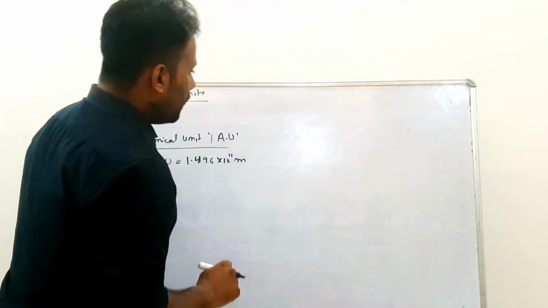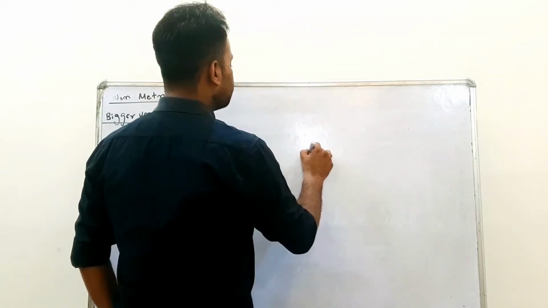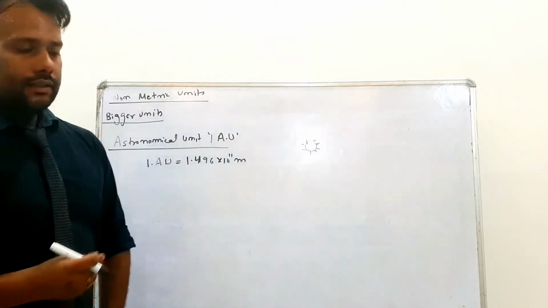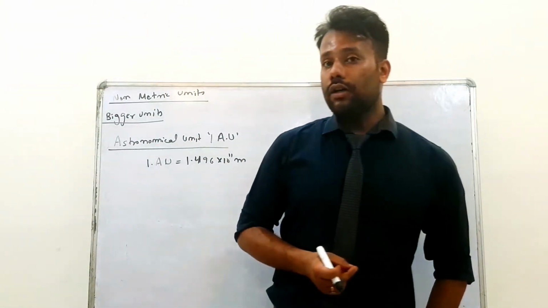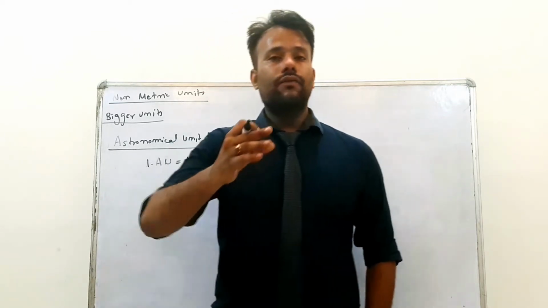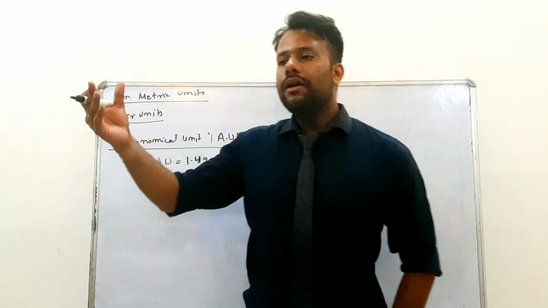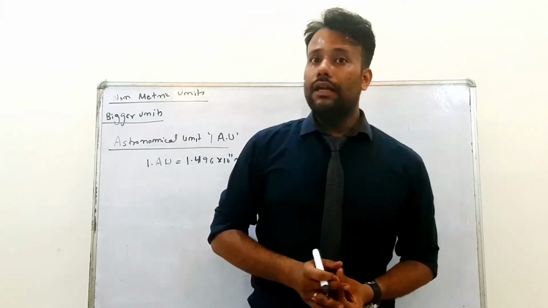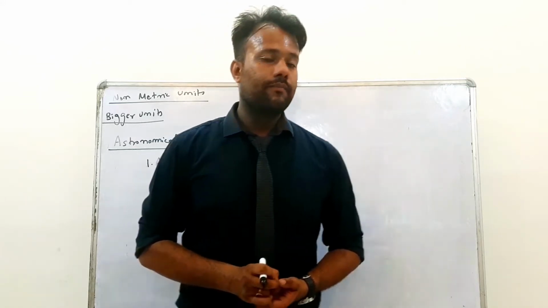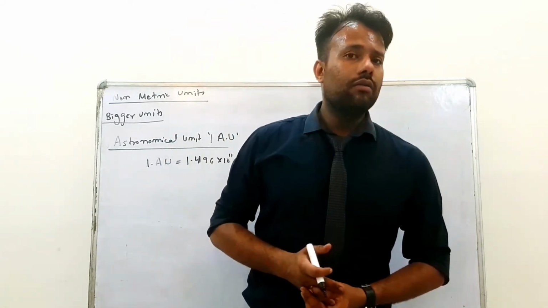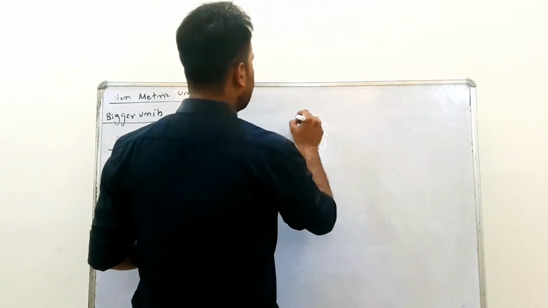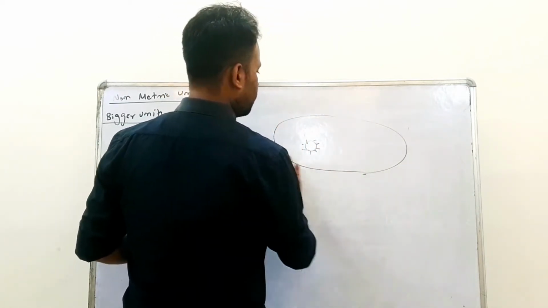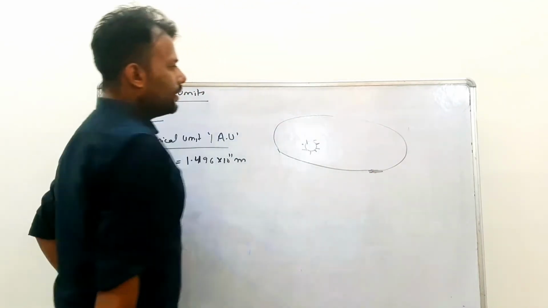For example, suppose this is the Sun. When the Earth revolves around the Sun, it does not revolve in a circular orbit. Because if it were revolving in a circular orbit, then every day the distance between Earth and Sun would not change, and then we would not say average distance. So the path of Earth around the Sun is not circular, but elliptic. It moves like this, something like this.